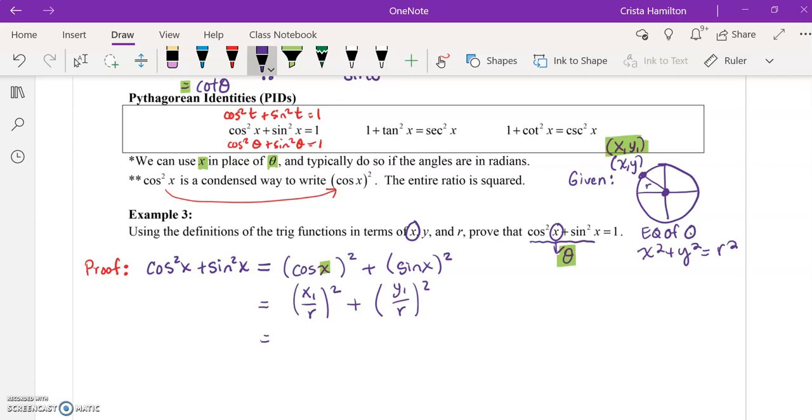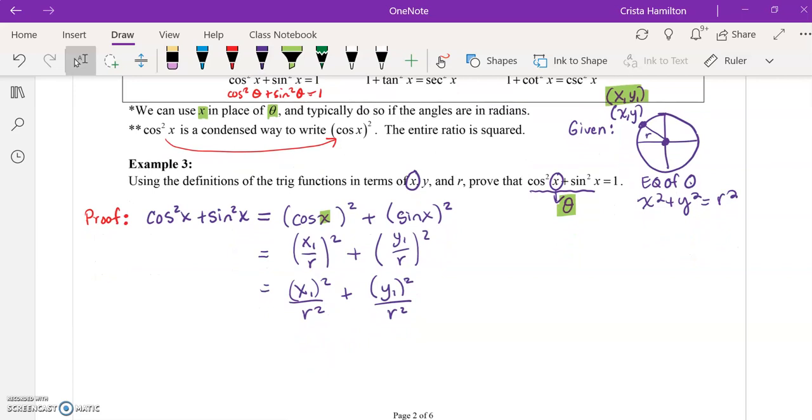And then we go ahead and square each of those things. Depending on how much algebra you're used to seeing here, I'll do it in two steps. A lot of times you can condense some algebra as you're going. But I basically squared each of the parts of the fraction, and then I see I have a common denominator, so I can write it as x1 squared plus y1 squared over r squared. So I put that together as a common denominator.